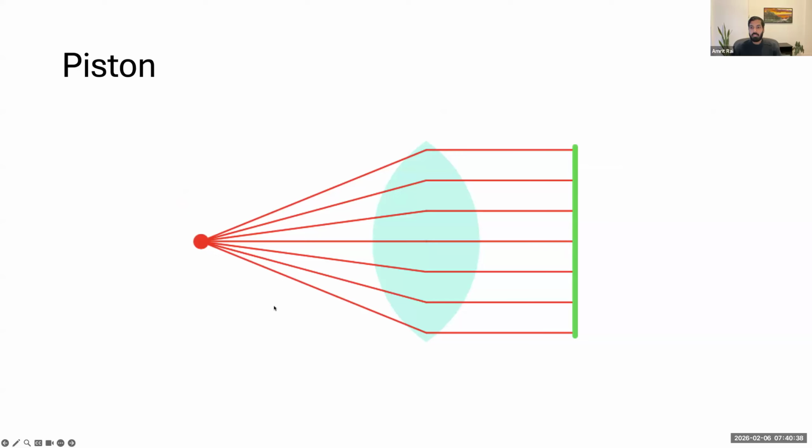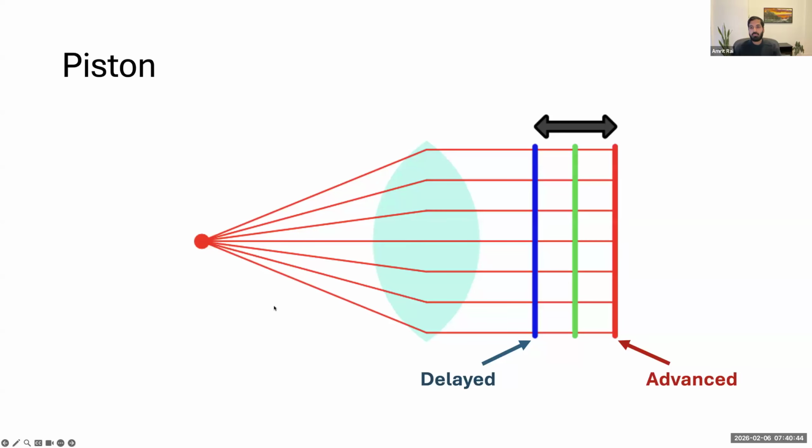The first mode, called piston, corresponds to the constant wavefront error, which has no optical effect. Piston just shifts the wavefront forward or back, but importantly, there is no induced curvature, and it can be thought of as the average value of the wavefront error.